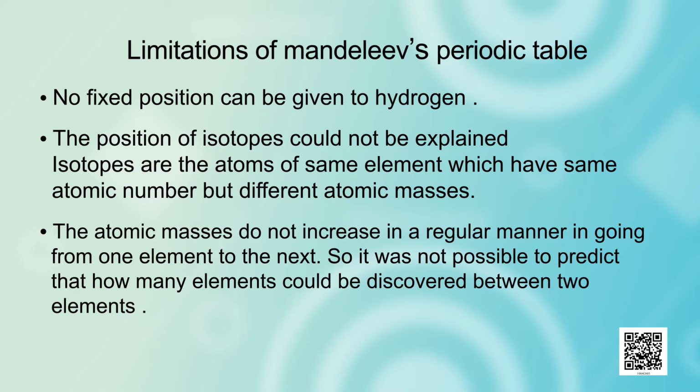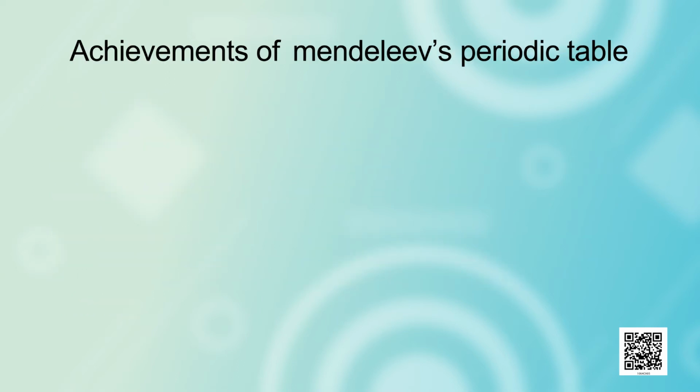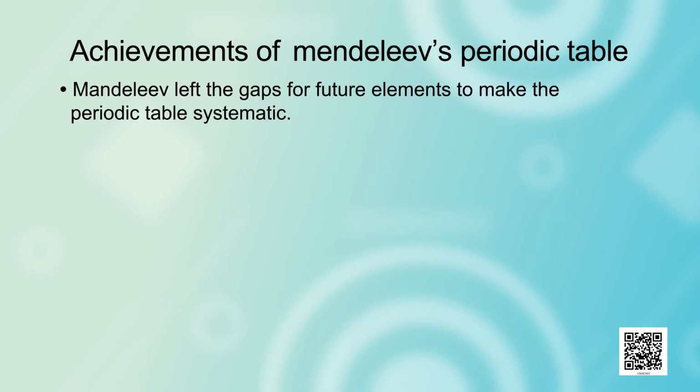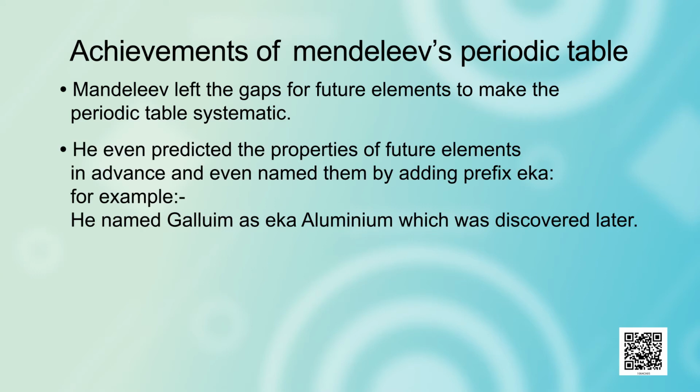Besides these limitations, there were some achievements of Mendeleev's periodic table. Mendeleev left gaps for future elements to make the periodic table systematic. He even predicted the properties of future elements in advance and named them by adding the prefix eka. For example, he named gallium as eka aluminium, which was discovered later.